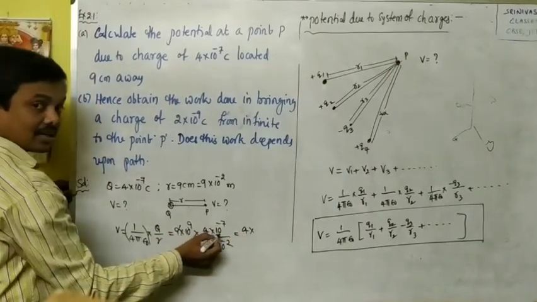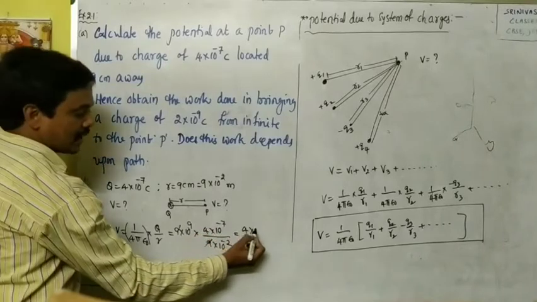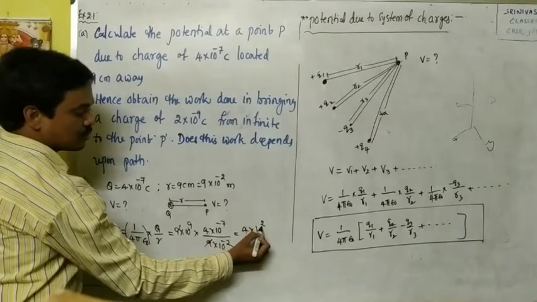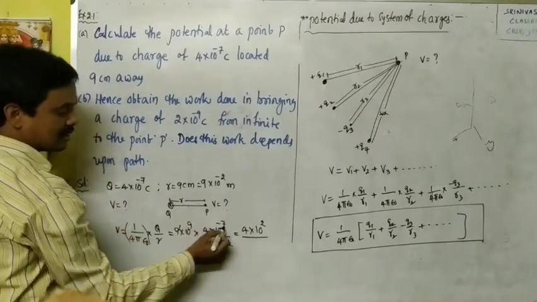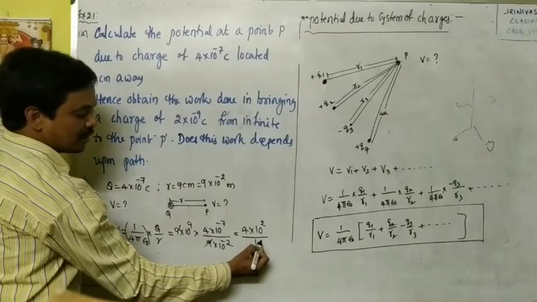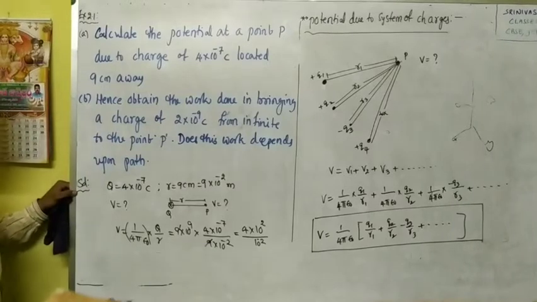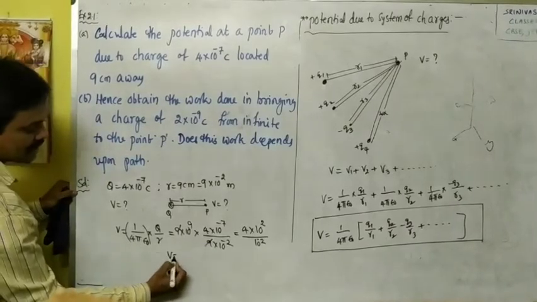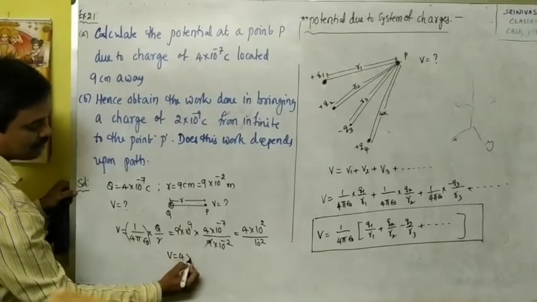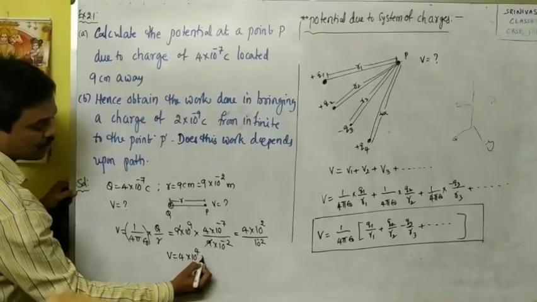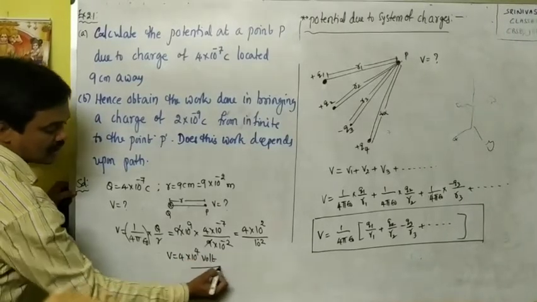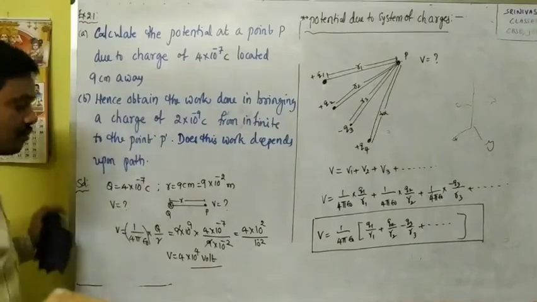10^9 times 10^-7, 9 minus 7, 10^2, divided by, this is 9 minus 7, 2, by 10^-2. This 10^-2 goes to the numerator. Then finally we will get the potential value as 4 × 10^4 volt. Right? 4 × 10^4 volt.